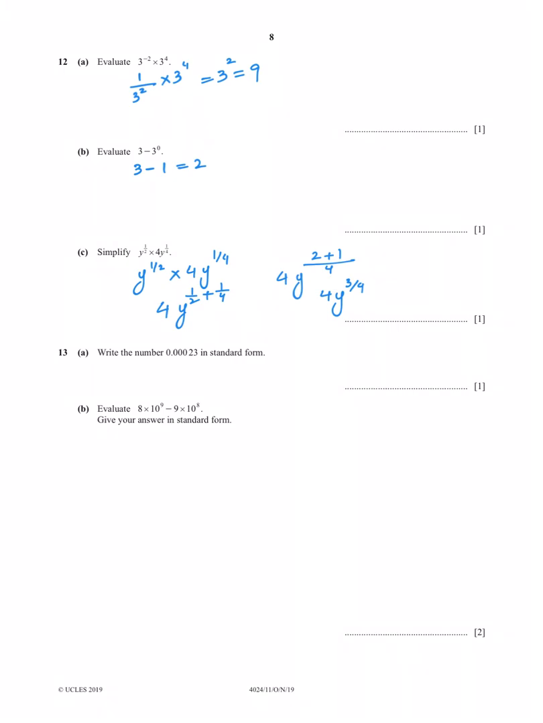Answer. Number 13, write the number in standard form. So it will be 2.3 into 10 to the power. How many places have we jumped? It's 1, 2, 3, 4. So it's minus 4, that is your answer.